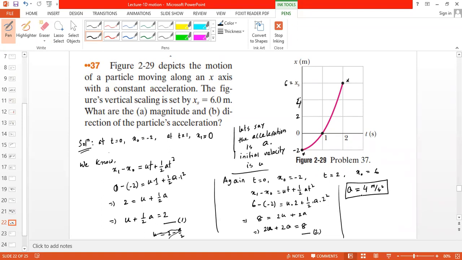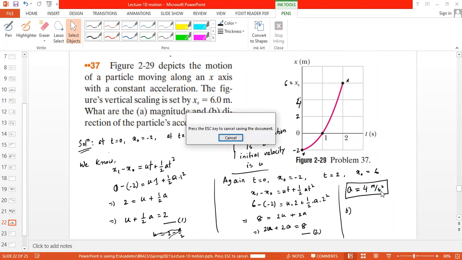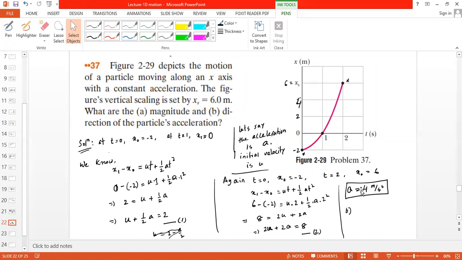And then this is the answer for part A. And part B, what is the direction of particle's acceleration? Now they're asking for the direction. That means is the particle moving towards positive x-axis or negative x-axis? What is the direction? So see here, there is no negative sign here. This is a positive number, right? So it is moving along positive x direction. Okay, moving along positive x direction, if my answer is a equal to 4.